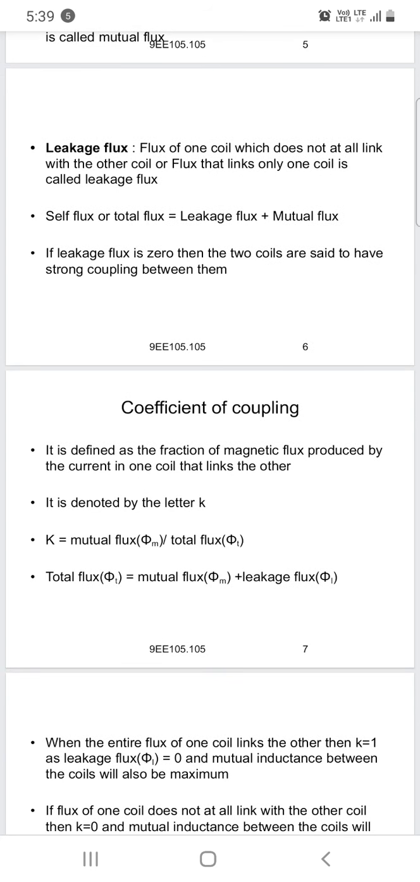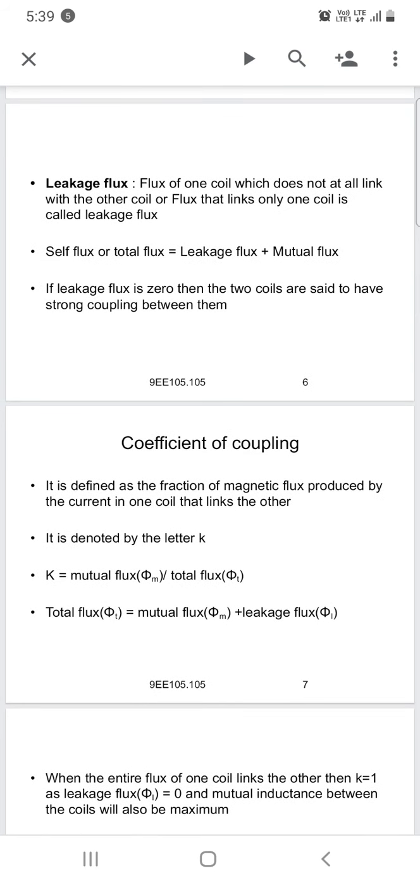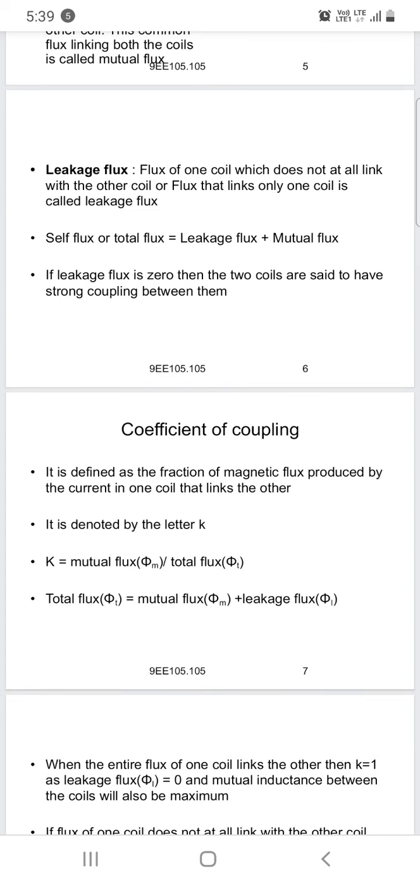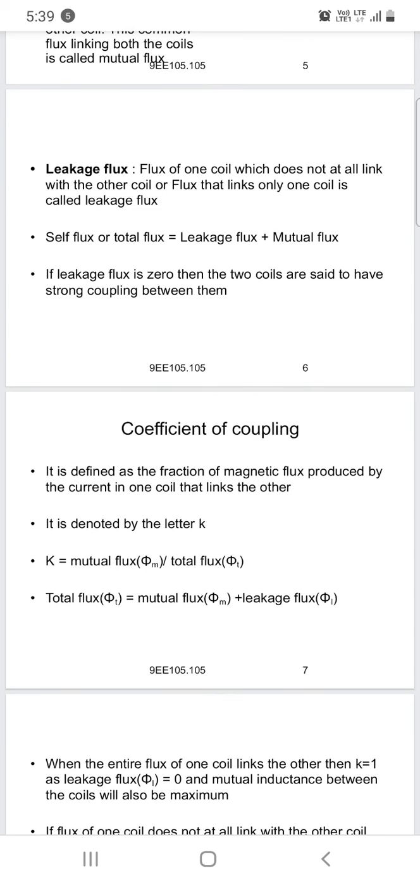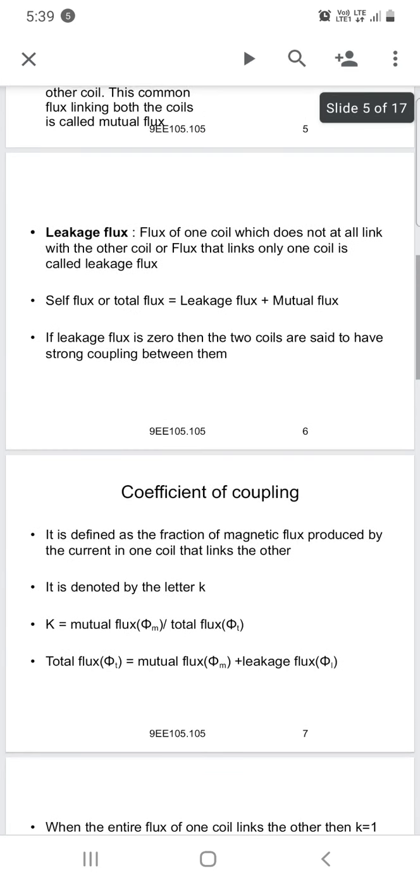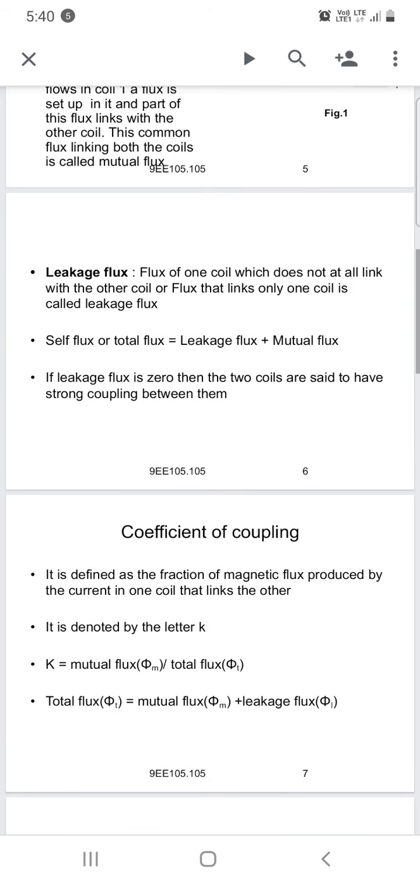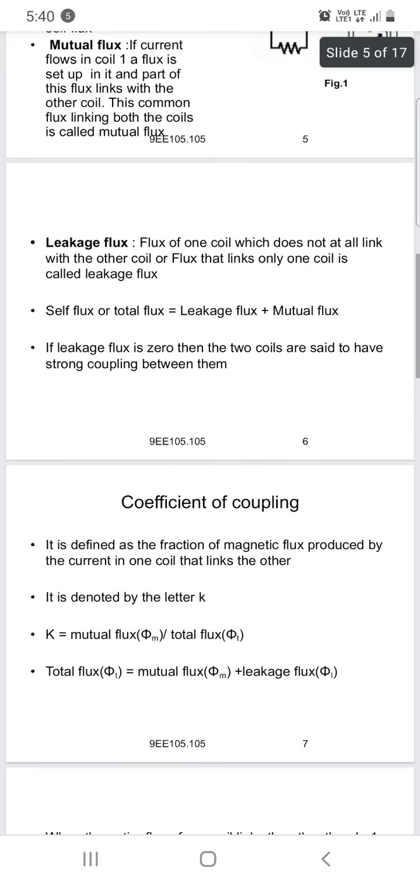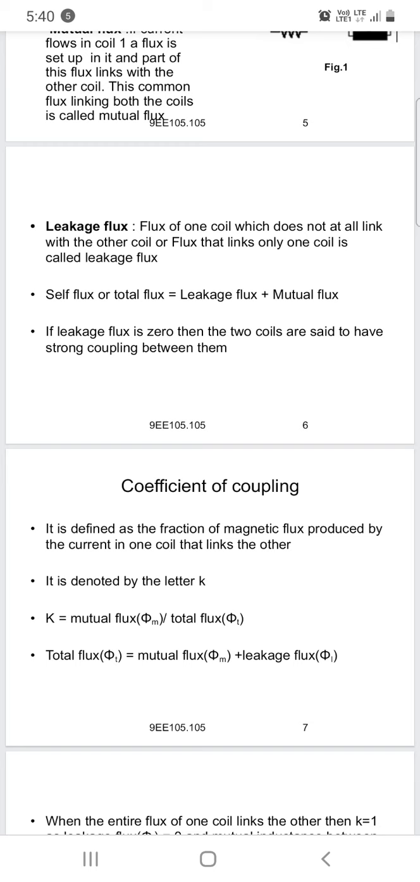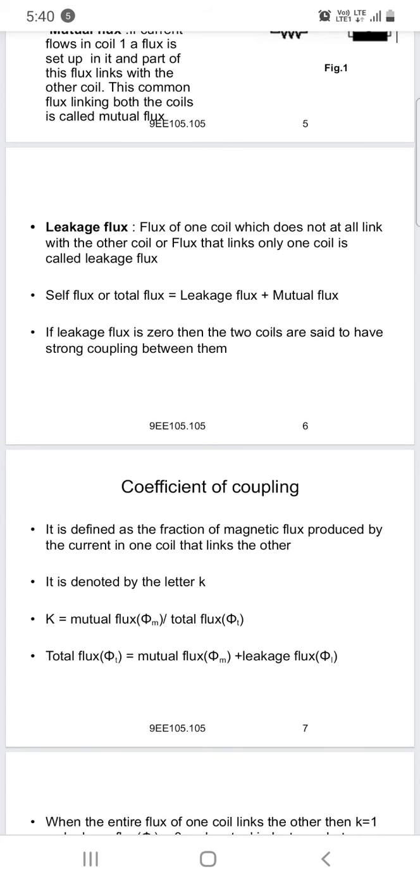Next, self flux or total flux. The leakage flux plus mutual flux is called the self flux or total flux. Here the mutual flux is set up due to the current flowing in the neighbor coil. This is called the mutual flux, and the remaining flux will be leakage, which is called the leakage flux, and the mutual flux plus leakage is called the total flux or self flux.